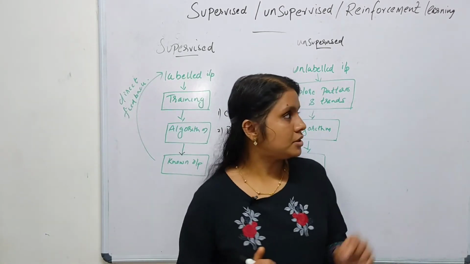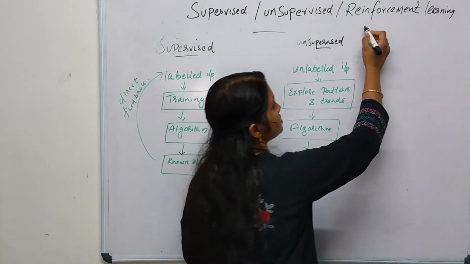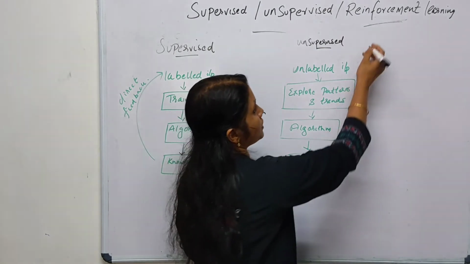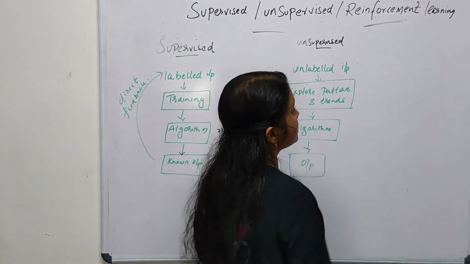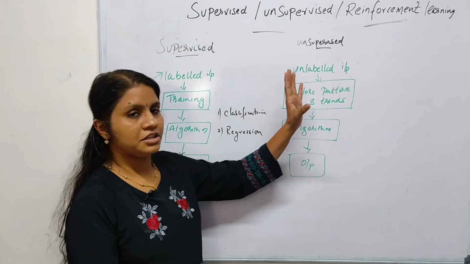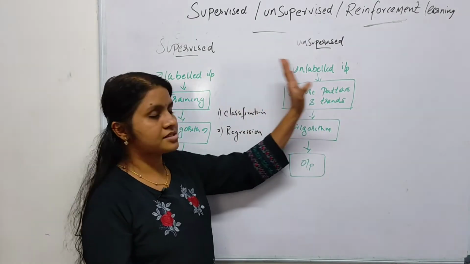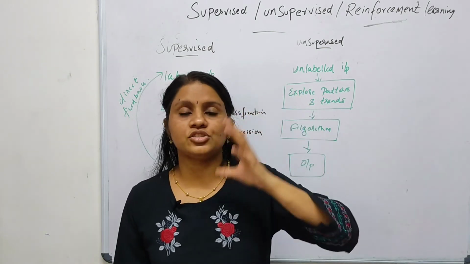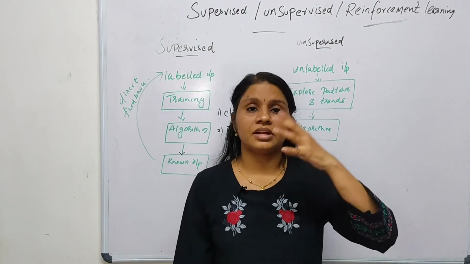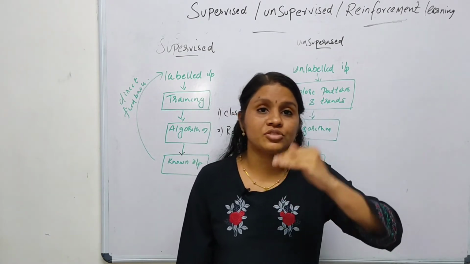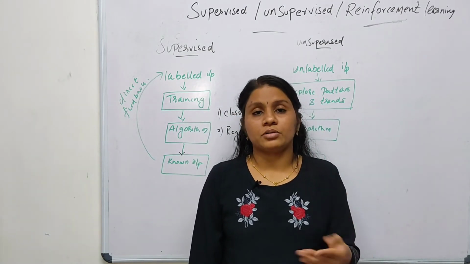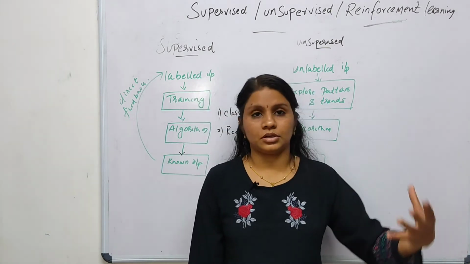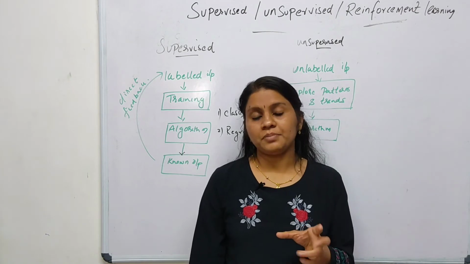So coming to the third one, that is the reinforcement type. Reinforcement is different from the other two, supervised and unsupervised. In reinforcement learning, the agent, the algorithm, will interact with the environment to produce several actions. Based on the action it will get a reward. That is the concept.